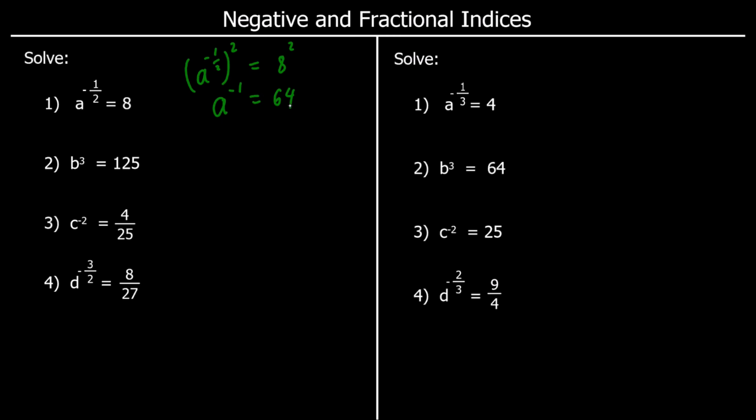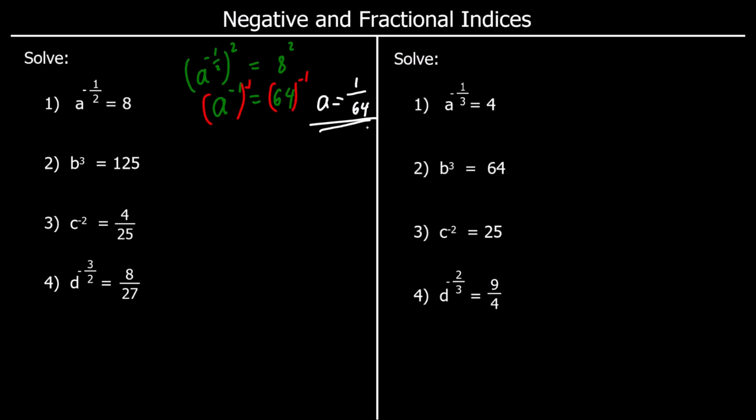And then we need to flip both sides. So a is 1/64. So if we have both sides to the power of minus 1, we'll have a to the power of 1, which is just a, equals 1/64. So that is our answer.